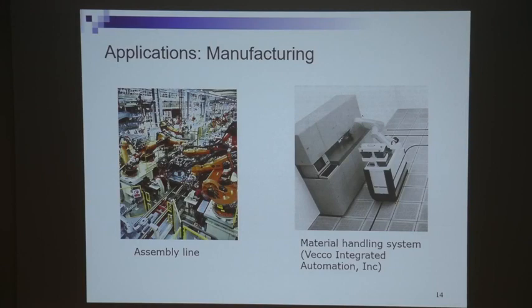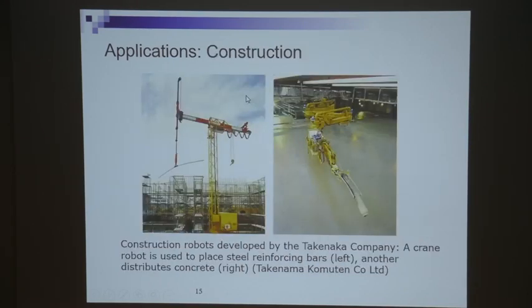There are many applications for manufacturing in robotics. It's used in assembly lines. Robots have been used in assembly lines for a long time now. Material handling systems are pretty straightforward, where the robot moves around transporting material and so on. And then for construction, for example in this case, you have a robot that places steel reinforcement bars, and in this case, this robot is distributing the concrete. This one is to move the steel reinforcement bars. This is very much like a crane.